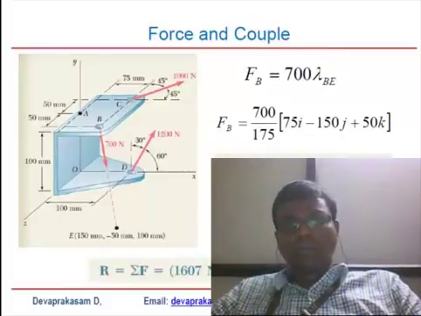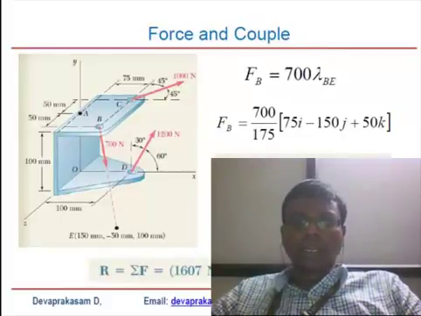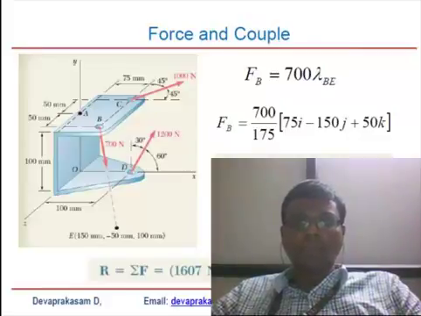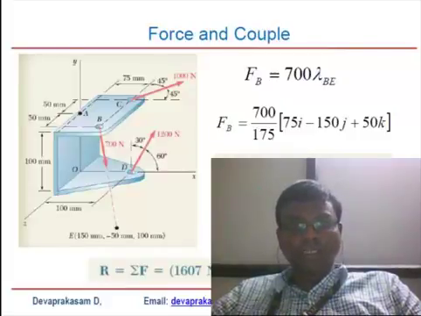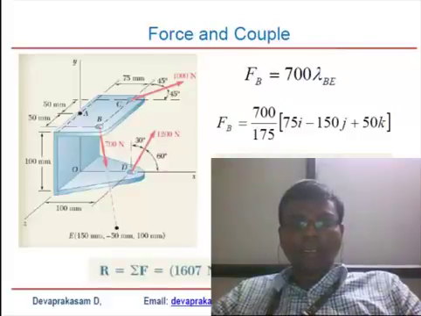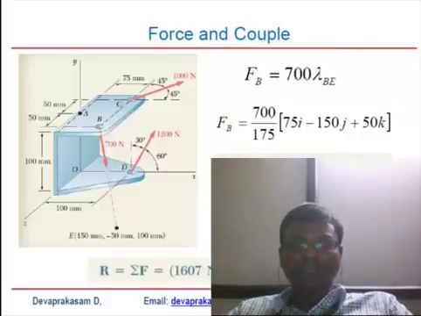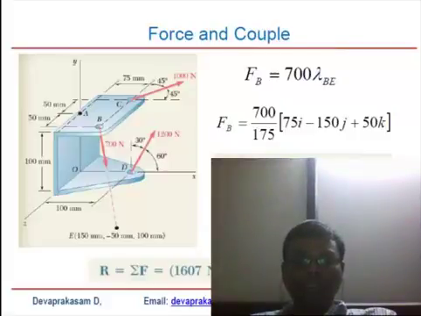So FB is equal to 700 lambda B, so multiply with that and you will get FB. FC, you resolve into x and z directions, and the y direction is not there. Similarly, FD has x and y directions, and the z direction is not there. So to maintain the equilibrium condition, adding these forces, the resultant force has to be obtained by adding all the x forces, y forces, and z forces.